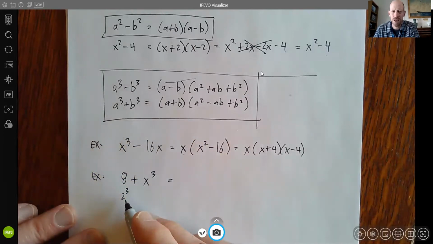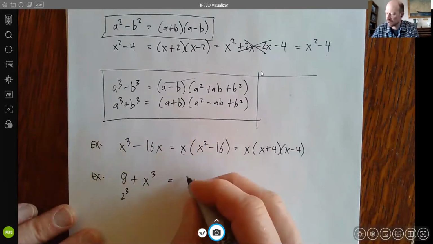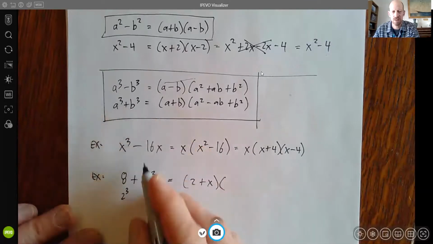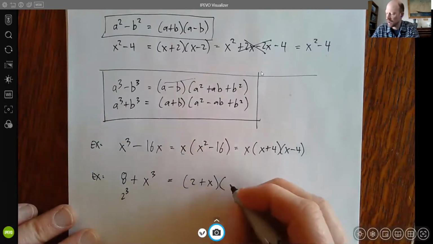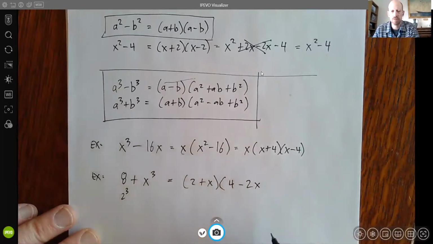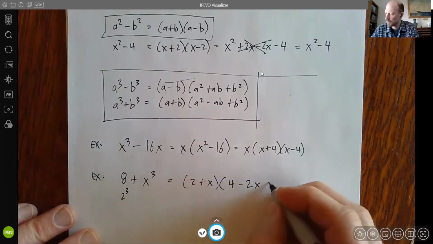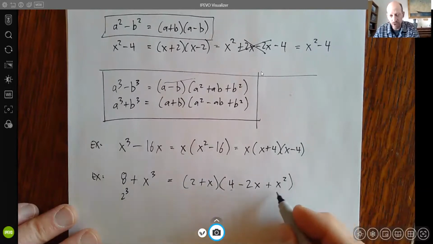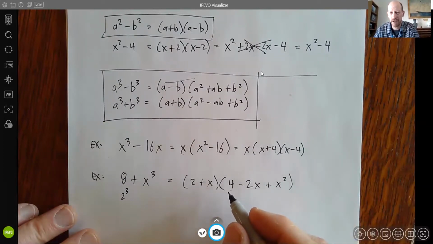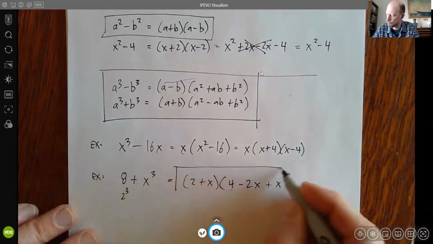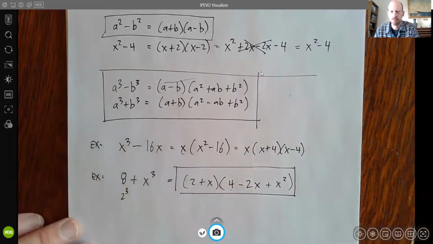So for our example, a is going to be 2. So this is going to look like 2 plus x, where b is the x here. So 2 plus x, and then 2 squared, which is 4, minus ab, which is 2x, plus b squared, which is our x squared. This little trinomial looks like it might factor, but it won't factor. This form always leaves you with something that doesn't break down.